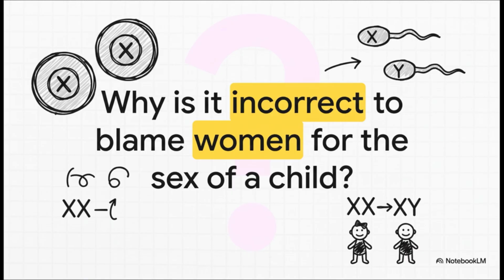A female produces eggs, or ova, and every single one of them carries an X chromosome. A male, on the other hand, produces 2 types of sperm. About half carry an X chromosome, and the other half carry a Y chromosome. So the sex of the baby is determined entirely by which type of sperm, an X or a Y, fertilizes the egg. If an X sperm gets there first, the baby is XX, a female. If a Y sperm wins the race, the baby is XY, a male. The determining factor always comes from the father.